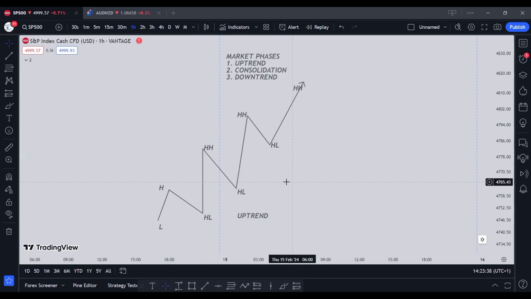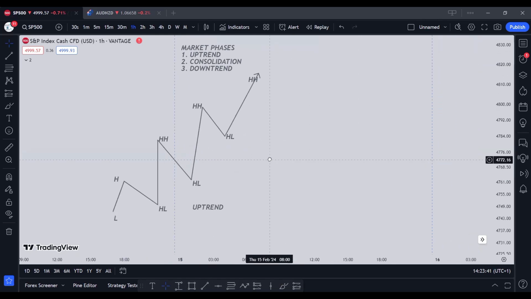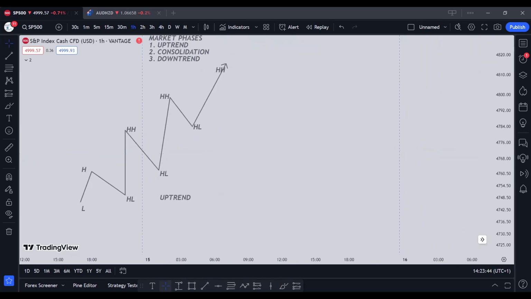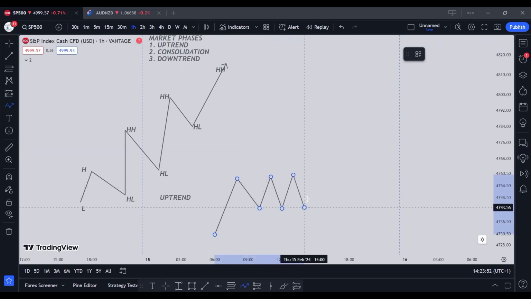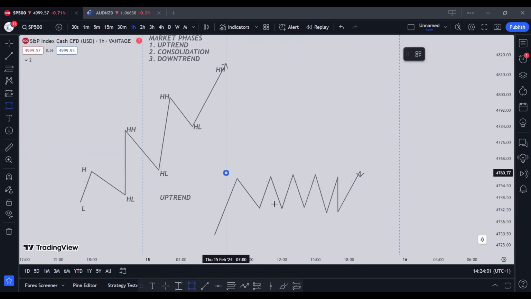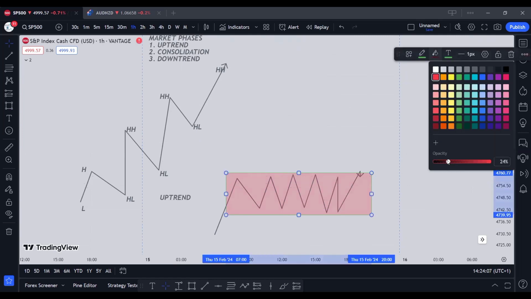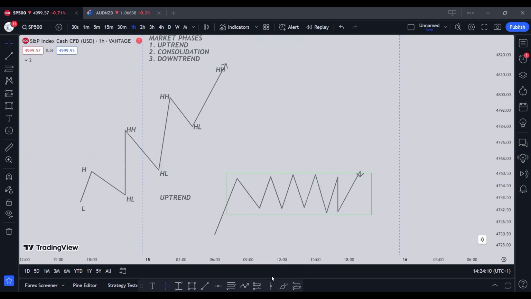So this is an uptrend. We also have the second one, consolidation. Let's say the market pushed up a little bit. What happened? The market failed to make significant higher highs or lower lows. It's just in a zone, right? It's just in this box. This box is usually called consolidation. This is a consolidation. So this is phase 2.